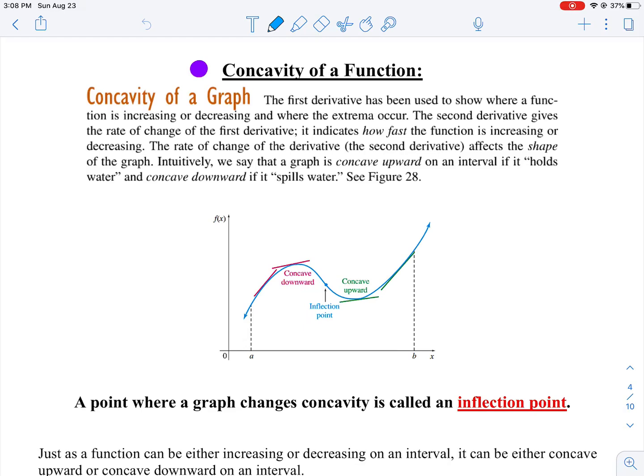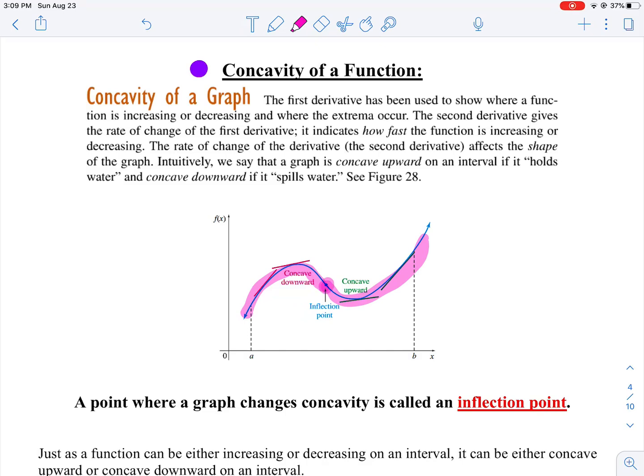We've seen how we can use the first derivative of a function to figure out if a function is increasing or decreasing, right? Well, the second derivative gives us the rate of the first derivative, so how fast the function is increasing or decreasing. So that's what's going to tell us if it's concave down or concave up. Our second derivative is going to tell us concavity of a graph. The first derivative tells us if it's increasing or decreasing. The second derivative is now going to tell us if it's concave up or concave down.